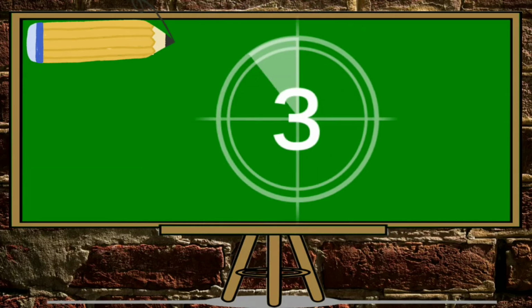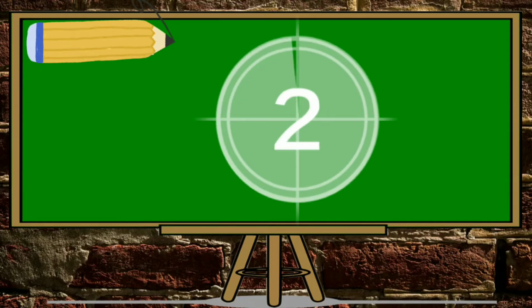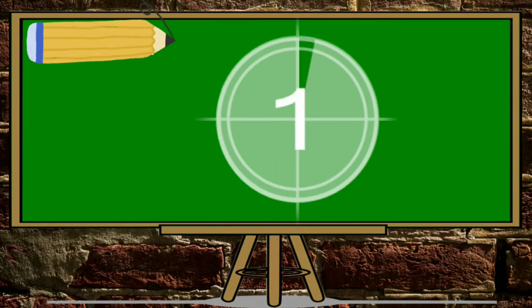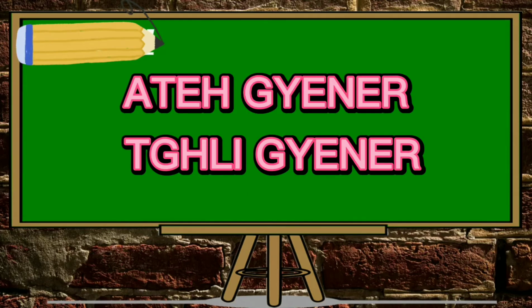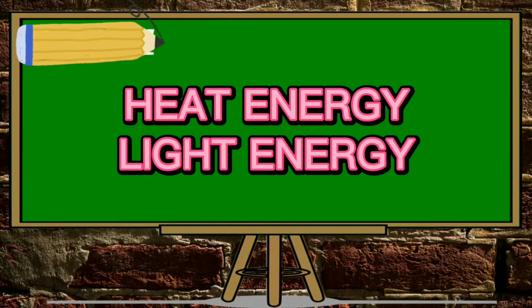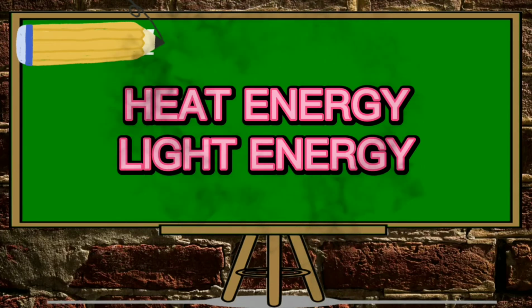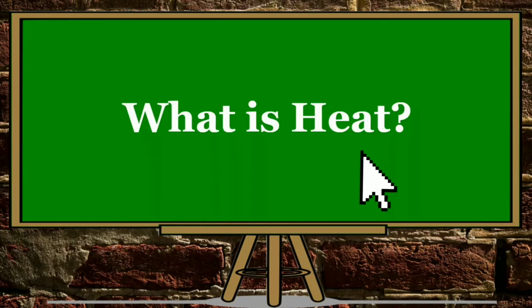Before we proceed to our lesson for today, do you want to play a game? You have to rearrange the jumbled letters into a correct word. Are you ready, kids? Let's start. And your answer is heat energy and light energy. Very good. What is heat?